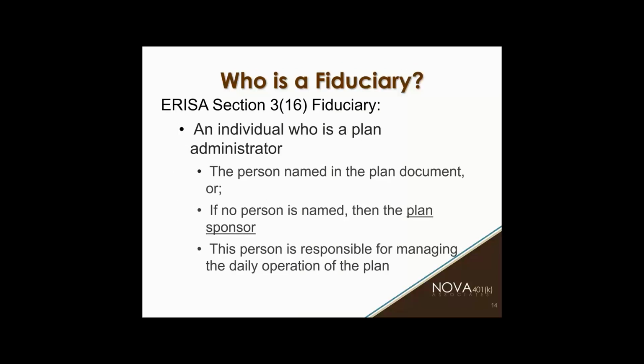So the 316 fiduciary, again, is defined as an individual who's a plan administrator. These individuals are not named in the plan document, and they're not required to be named in the plan document. So generally, we don't see that, and whenever that's the case, as it is in most plans, then it's the plan sponsor, the person in your company that's dealing with the plan administration, and the company itself is the 316 fiduciary to the plan.